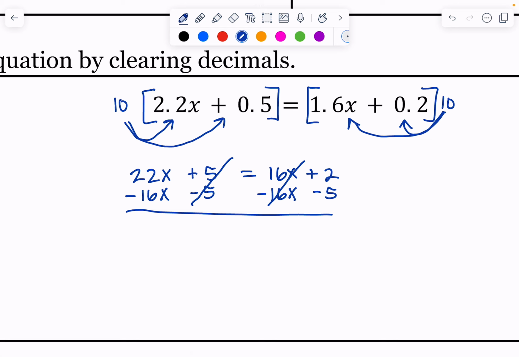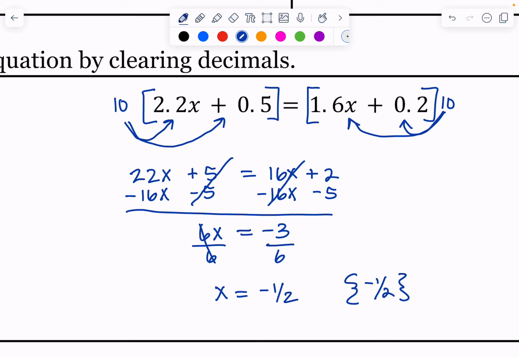And this is going to give me 6x equals negative 3. Divide by 6. And negative 3 over 6 reduces to negative 1/2. And then it's probably going to be written as a set.